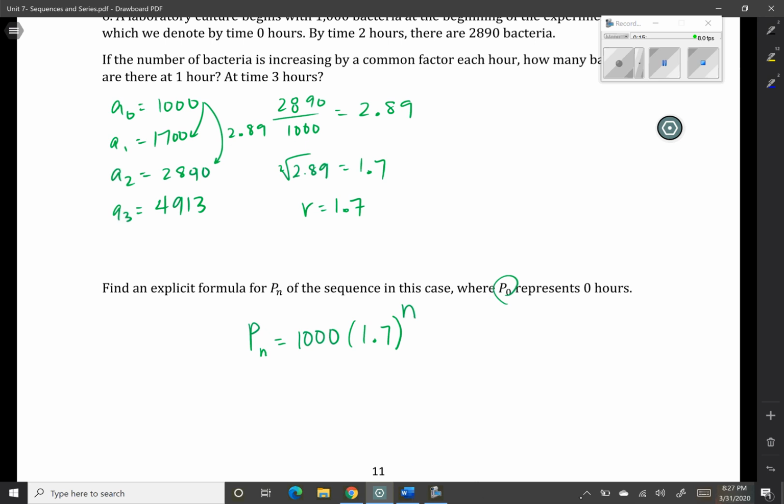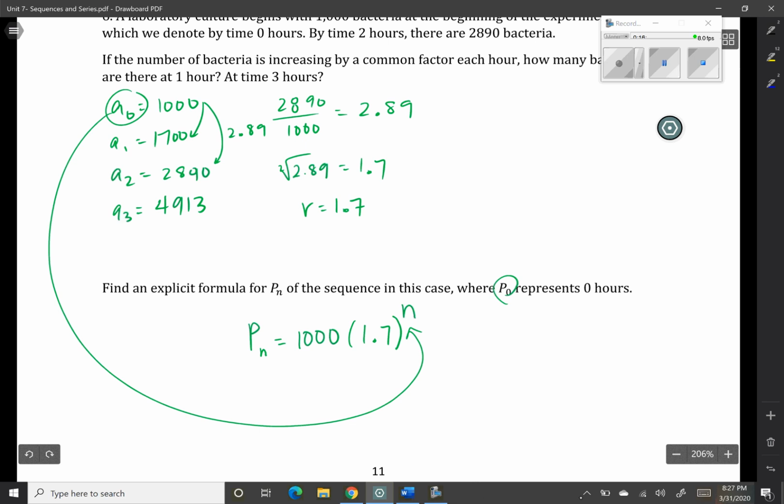I have to have an exponent that's always going to be 0 or higher. You can't have a negative number. So whenever the first term starts with 0, the exponent is always going to just be n. It's not going to be n minus 1. If the sequence starts with a sub 1, then the exponent in the explicit formula is going to be n minus 1.